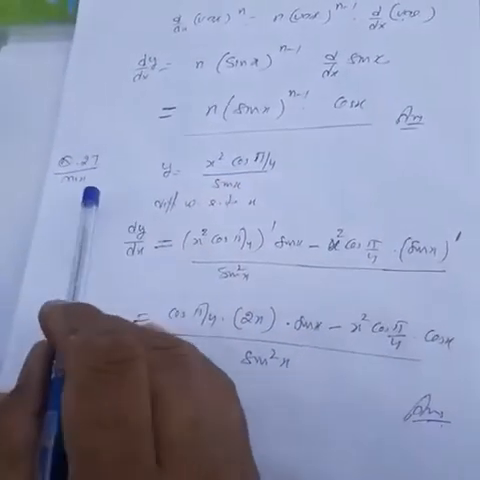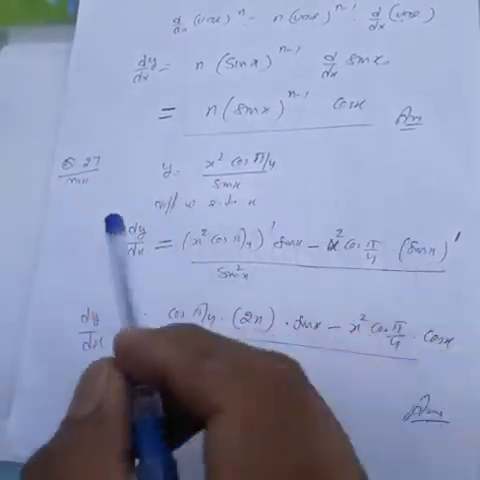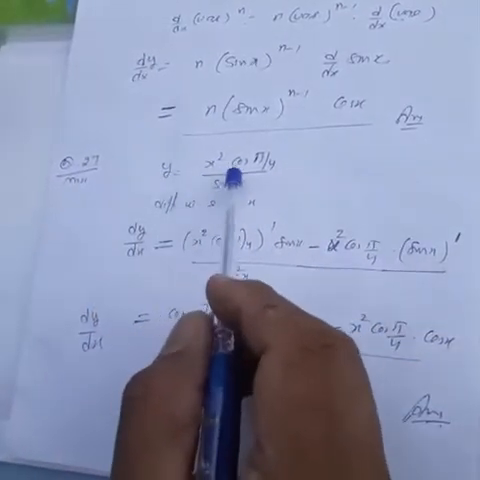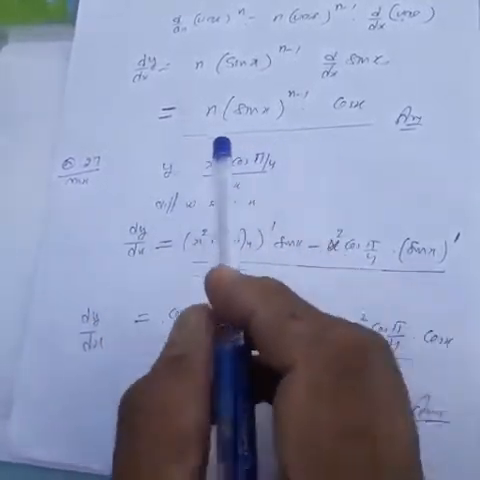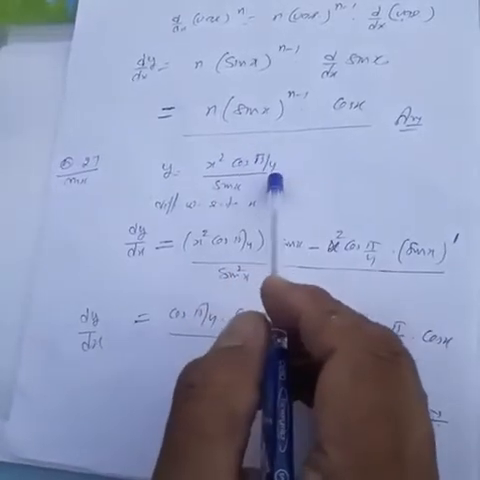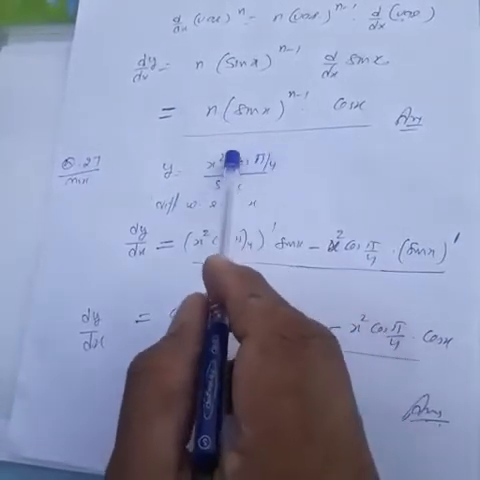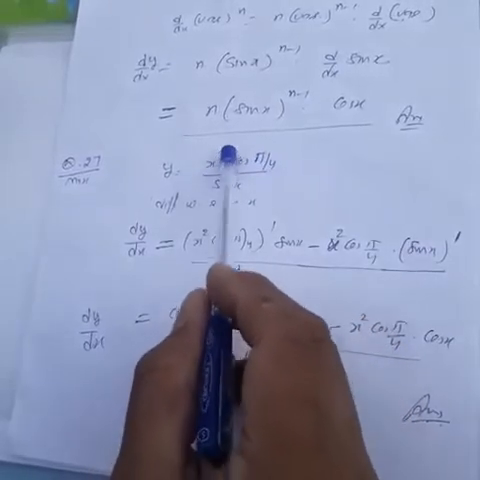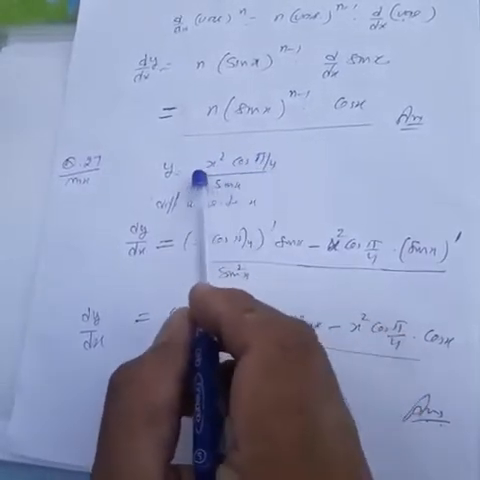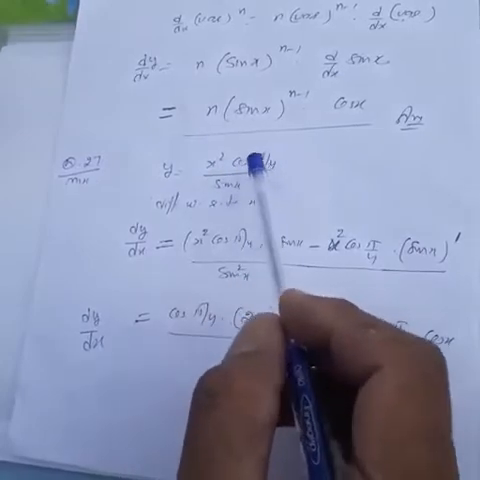Now question number 27 of the miscellaneous exercise. Differentiate x square into cos pi by 4 upon sin x. Why have I selected this function? Because this is cos pi by 4. There is no x, so this is a constant. Now it is with a variable, so this will be the coefficient of x square here. So it will be a constant.